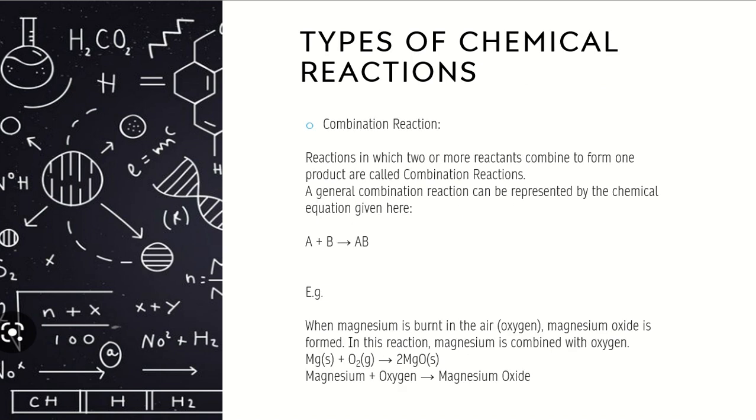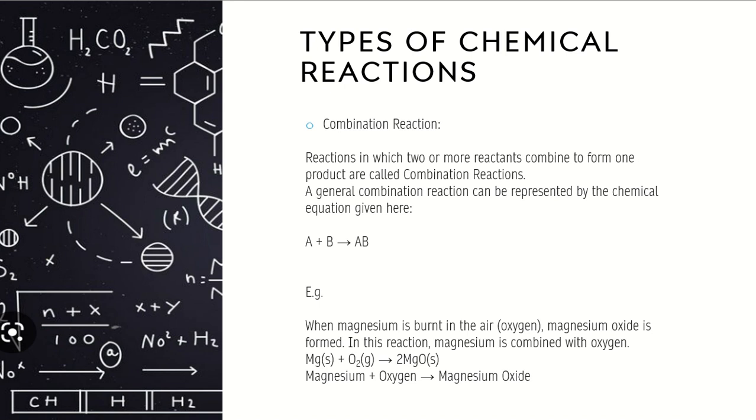Next, we have types of chemical reactions. This topic is really important. You should memorize all the types of chemical reactions. Many also have subtopics which also have to be memorized. So first we have combination reaction. By the name itself, we can see that when two or more reactants combine to form one product, the reaction is called a combination reaction. Generally, you can represent it as A plus B equals AB.